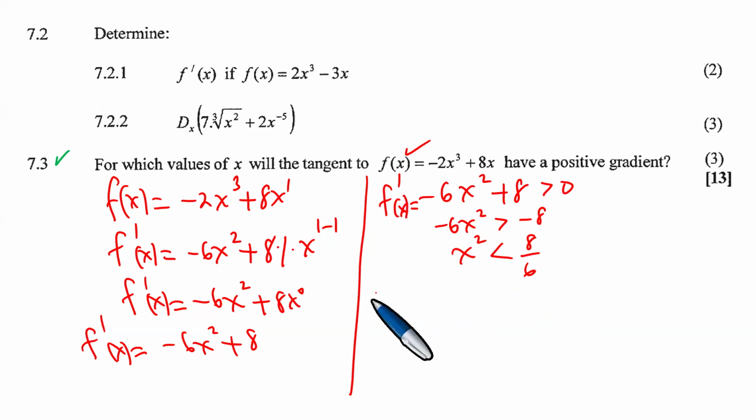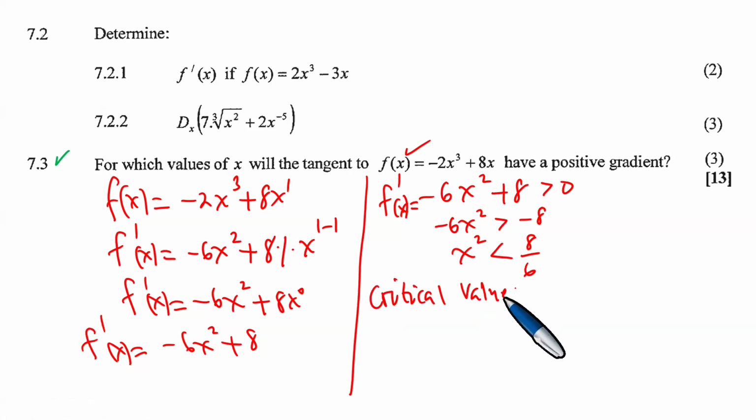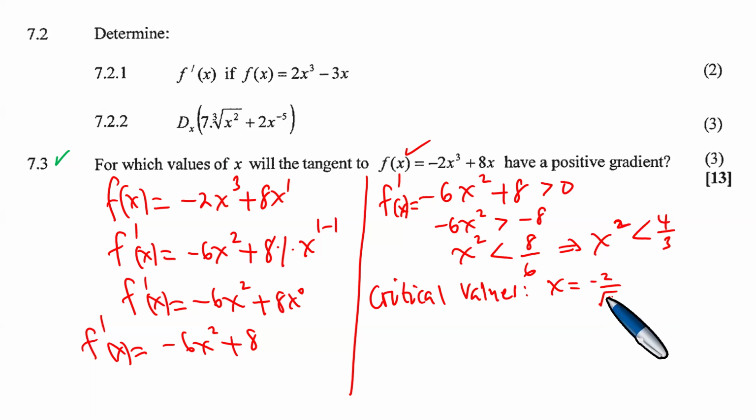Now we have the critical values. Let's look at the critical values. Dealing with critical values, if you take the square roots of both sides, x squared is less than 8 over 6. You divide this by 2, getting 4 out of 3, and taking the square root would therefore mean that x is minus 2 over the square root of 3, or x equals 2 over the square root of 3.